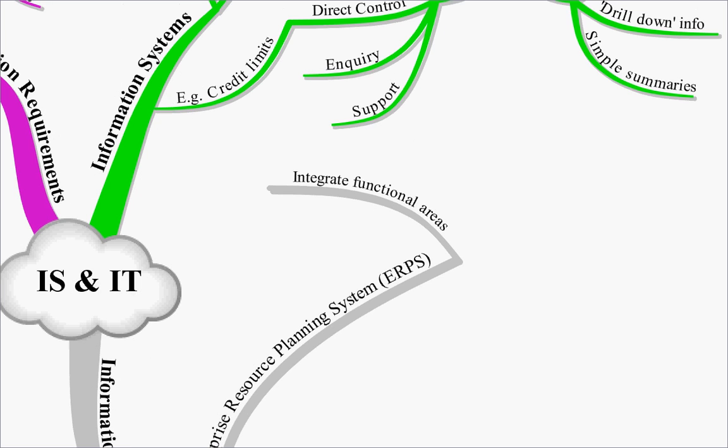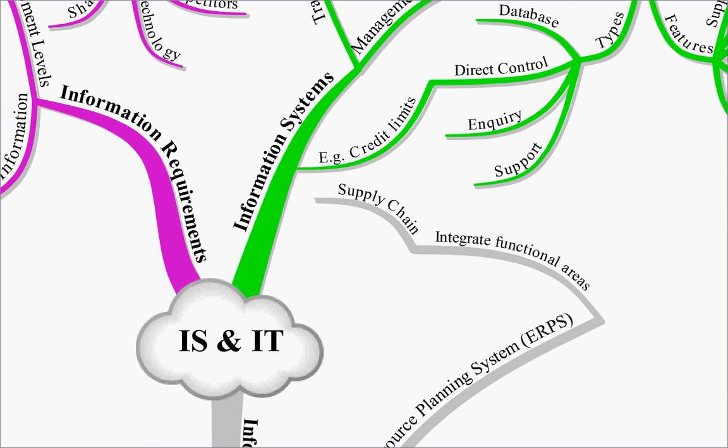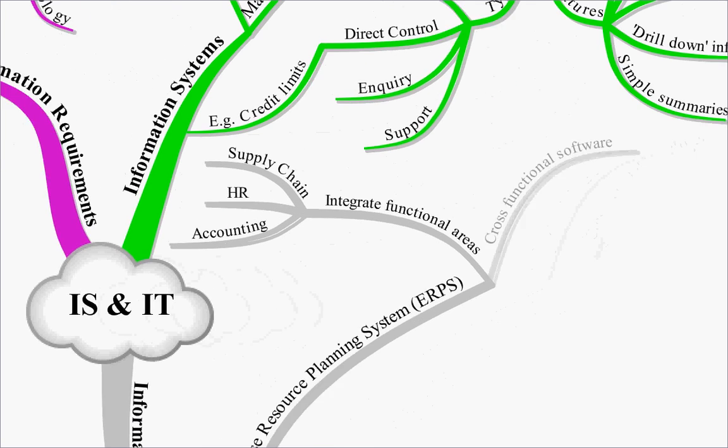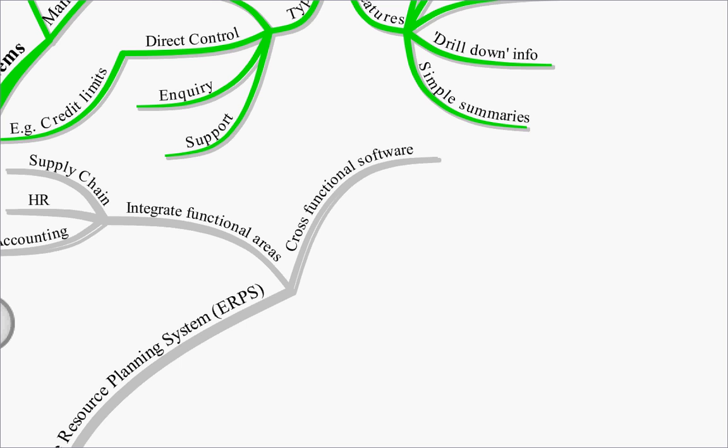What this does is it integrates functional areas. For example, it integrates your supply chain, your human resources and your accounting. Basically, it's cross-functional software. It's software that integrates all those different areas and gives you an overview of them.